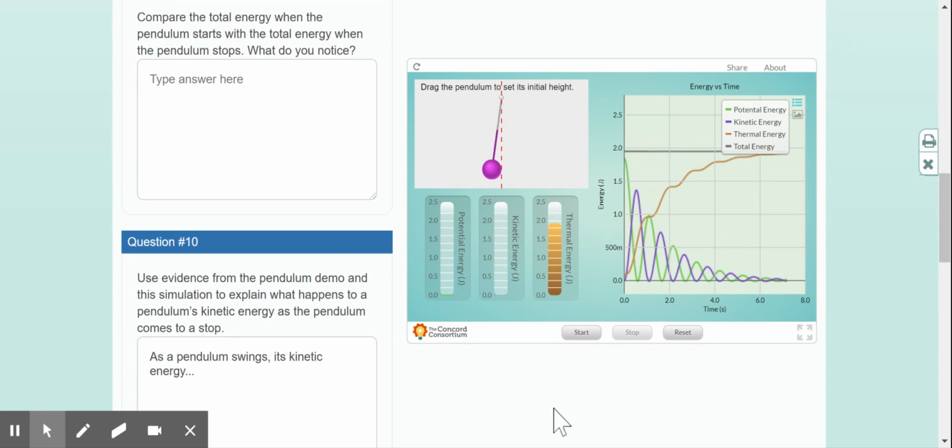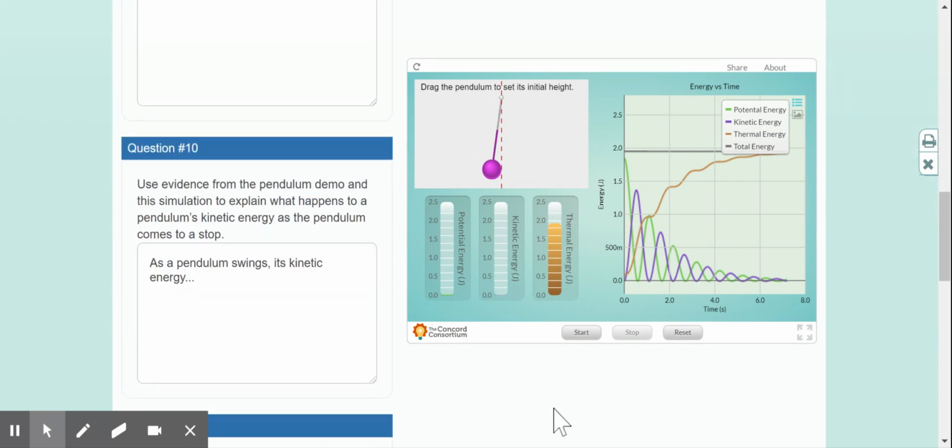Finally, question 10 asks you to use evidence from the pendulum demonstration in the last lesson and in this simulation to explain what happens to the pendulum's kinetic energy as the pendulum comes to a stop. Remember, kinetic energy is shown as the purple line on the graph. As it swings faster, it has more kinetic energy. Each time it reaches the top of an arc and turns around, it actually stops for a second and has less kinetic energy. However, over time, the amount of kinetic energy decreases and the pendulum stops moving.